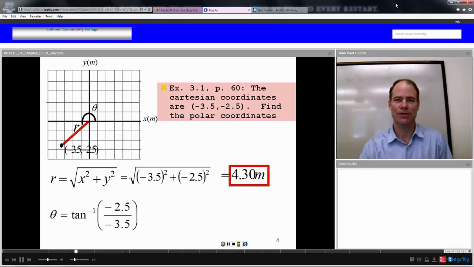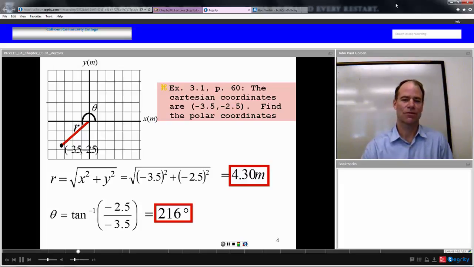And then for my angle theta, the inverse tangent of y over x will give me 216 degrees from the positive x-axis. Actually, if I did this on my calculator, and I put in negative 2.5 divided by negative 3.5 inverse tangent, my calculator would give me 36 degrees, because it doesn't have a brain, so it doesn't know what's going on. It doesn't know that you actually divided a negative number by a negative number, and were actually located in the third quadrant.